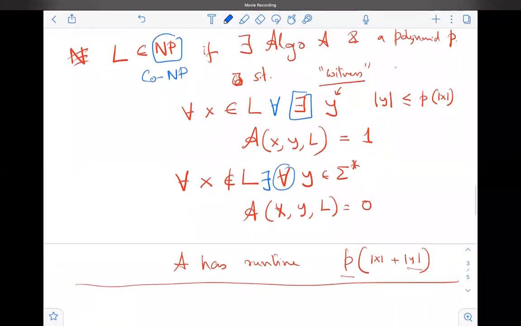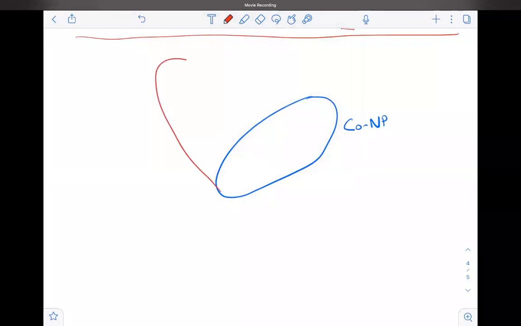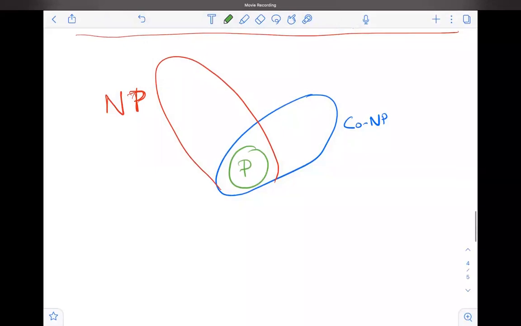So go back and think a little bit on this thing. How we draw it is that this is called co-NP, and this is called NP. Pictorially we draw this object, and in between, in the intersection of both, is this class P. This is a typical pictorial representation of NP and co-NP.